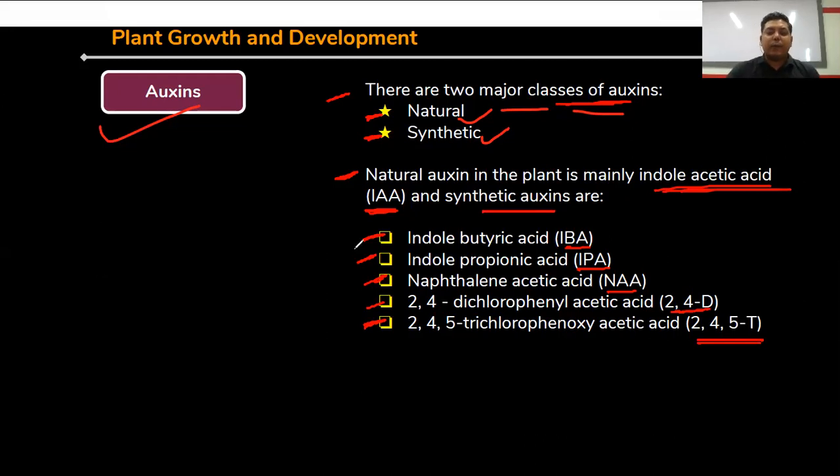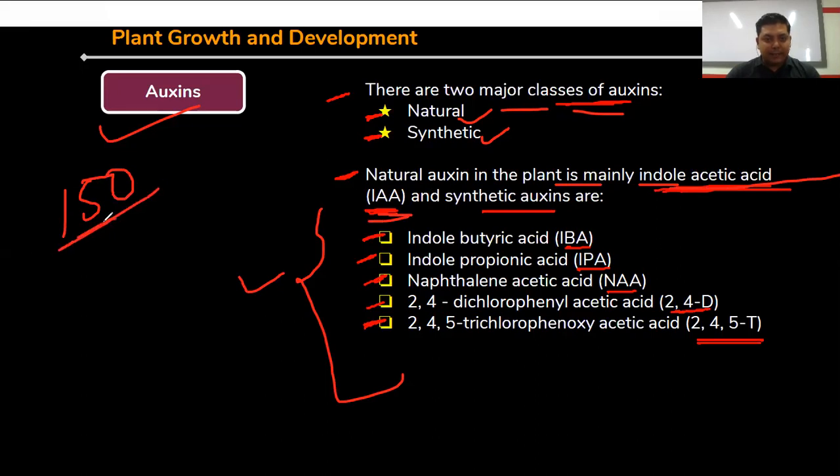So first, auxin. We can classify auxin into two, natural and synthetic. These examples are important for your exam. Natural auxin in the plant is mainly indole acetic acid, or IAA. In the case of auxin, there are different types. More than 150 types of auxins are found nowadays, right? Out of them, some are natural and most of them are artificial.